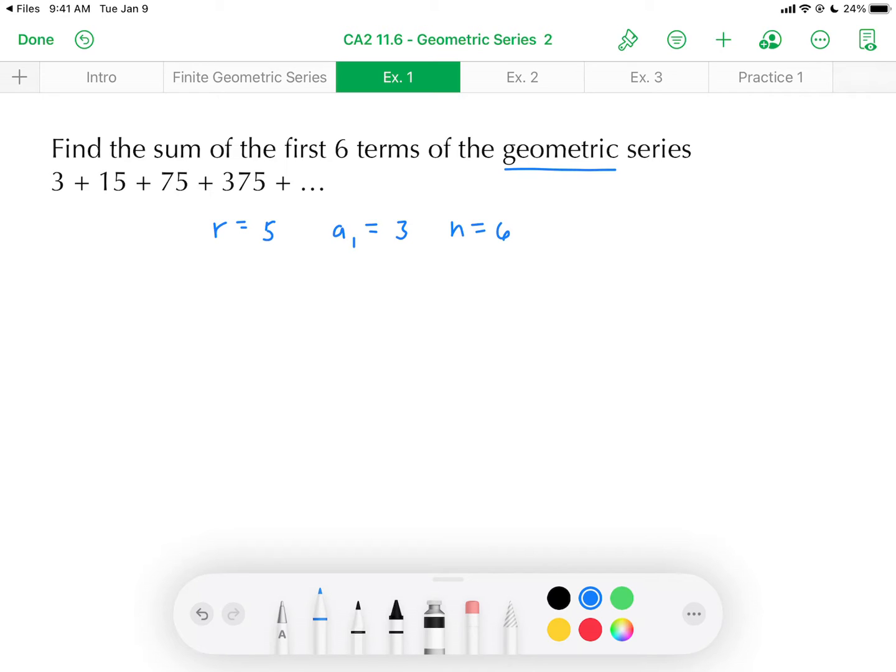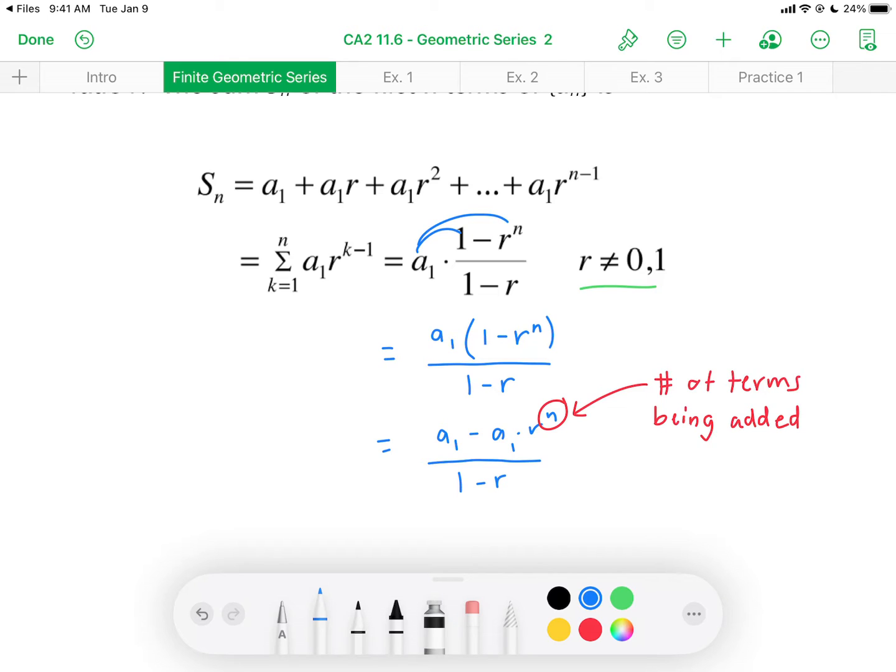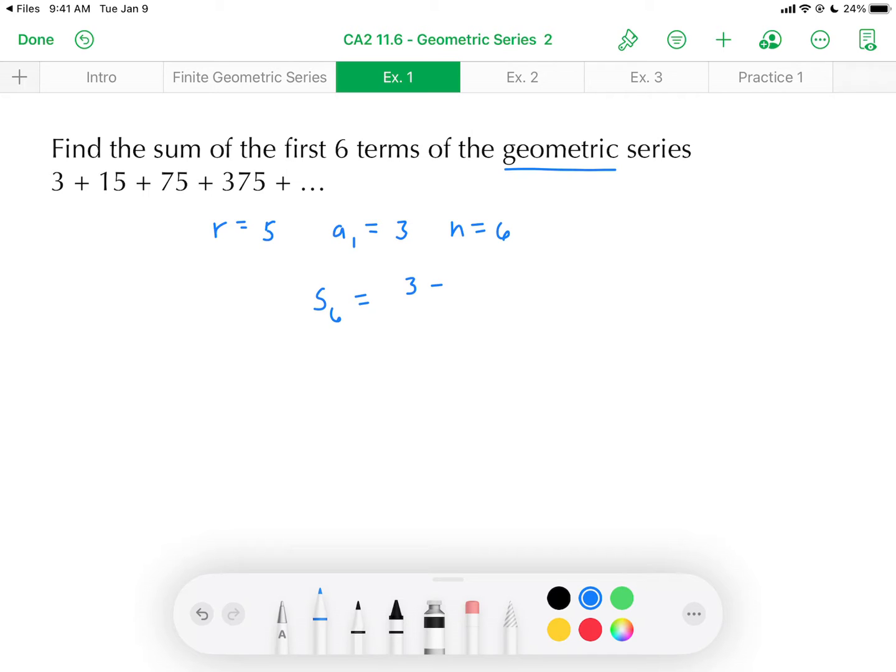So the sum of the first 6 terms would be represented with the notation capital letter S sub 6. And that's going to equal A sub 1 value of 3. So I'm going to use the lowest version here. A sub 1 minus A sub 1 times R to the power of n all over 1 minus R. So I'll do A sub 1 value of 3 minus 3 multiplied by my R value of 5 to the 6th power all over 1 minus my R value. Everybody okay so far?